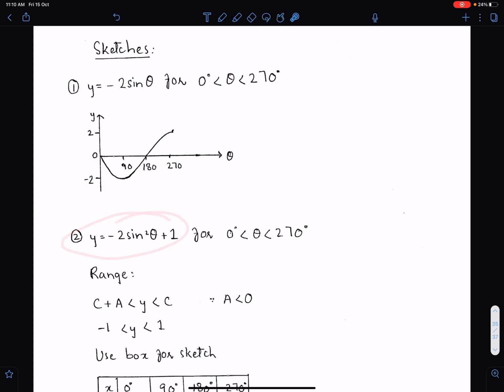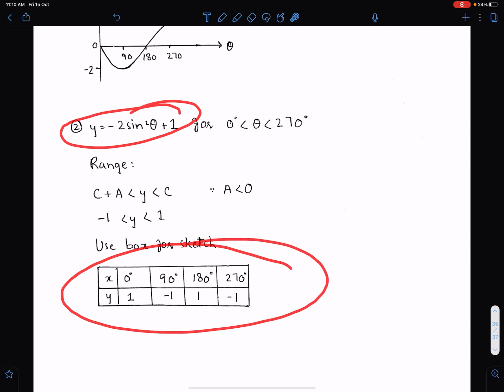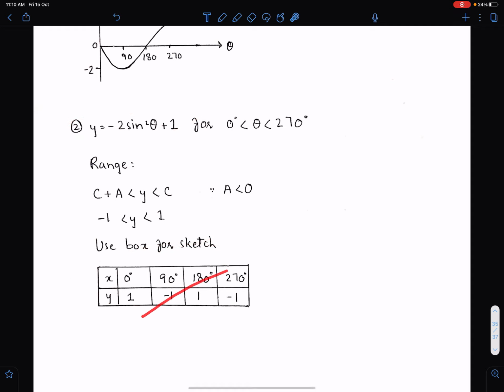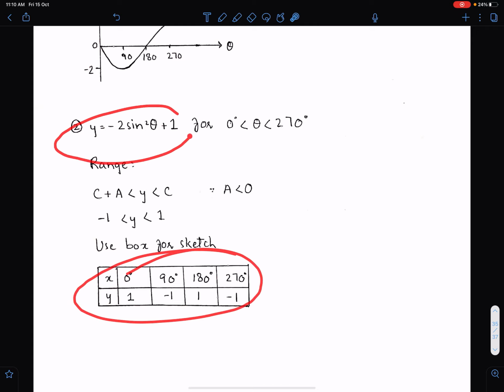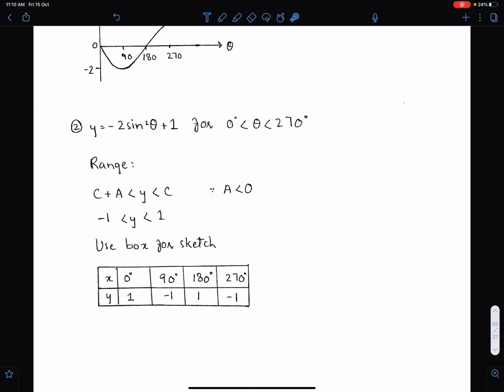What if we have to sketch this equation, power 2? Then the best way to sketch this equation is to use a box. Just make a table and then sketch this. You can easily sketch this equation with the help of these values. And if the question is state the range of this, since a is negative, this is the formula of the range of a power 2 function of cos and sine. If the function has power 2, then use this formula for the range, because a is negative, and vice versa.